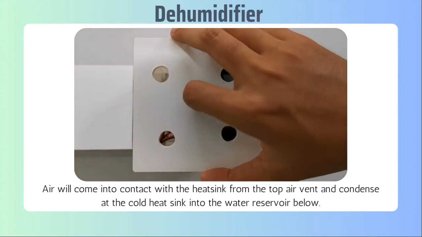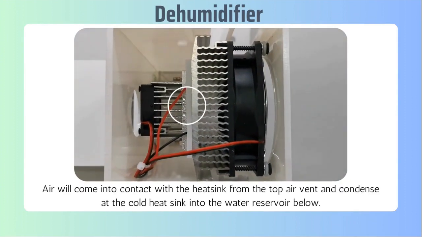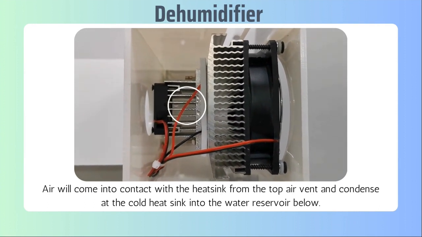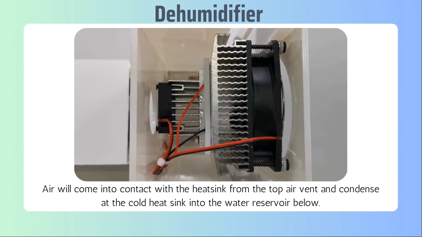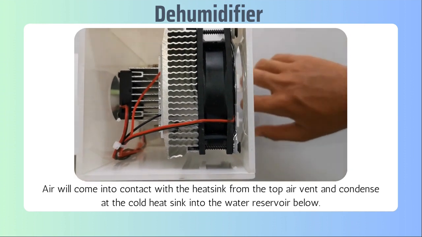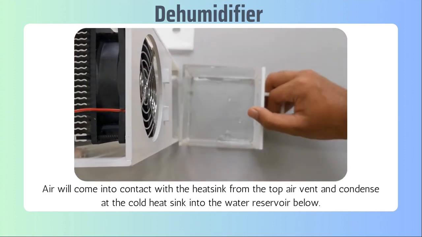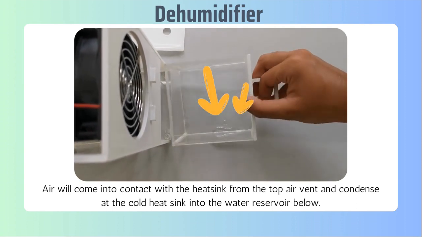Surrounding air from the atmosphere will flow into the casing through the top air vent, and when it comes into contact with a small heat sink, it will then condense into water as the temperature of the heat sink is lower than the dew point temperature of the air. The water will then accumulate at the heatsink and drip into the water reservoir below, drying the air and thus reducing the apparent temperature of the surrounding environment.